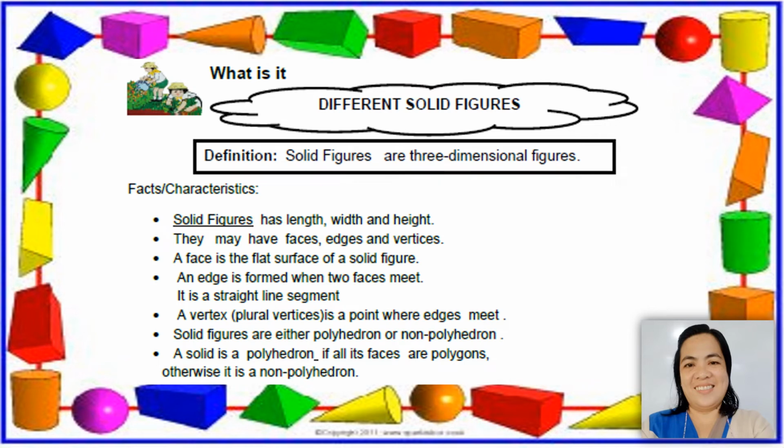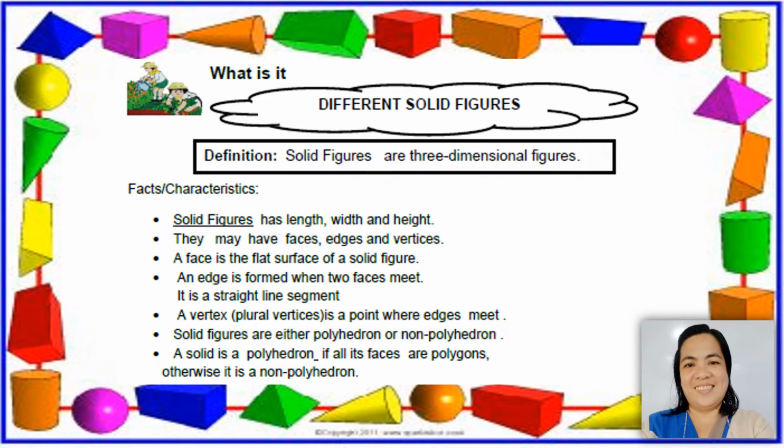What is it? Different solid figures. Definition: solid figures are three-dimensional figures. Facts and characteristics: solid figures have length, width, and height. They may have faces, edges, and vertices. A face is the flat surface of a solid figure. An edge is formed when two faces meet. It is a straight line segment. A vertex, plural vertices, is a point where edges meet.